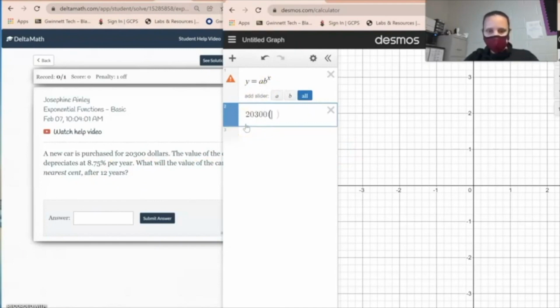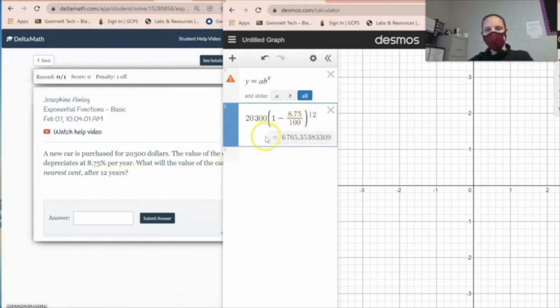20,300. All right. Then my B, remember I said 1 minus or 1 plus. So this one is depreciating, so it is going to be 1 minus. And you have to put in the fraction of the percent, which is 8.75 divided by 100, because we got to make it a decimal, then close the parentheses, and then all of it raised to the x power, right? So shift that to the x power, and my x is 12. Okay, so you just put that in the calculator. Of course, if yours was growing, you change the minus sign to a plus.